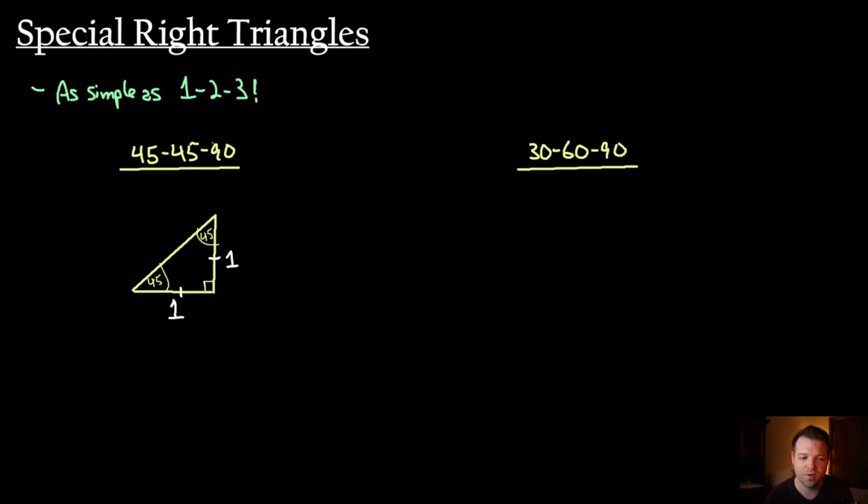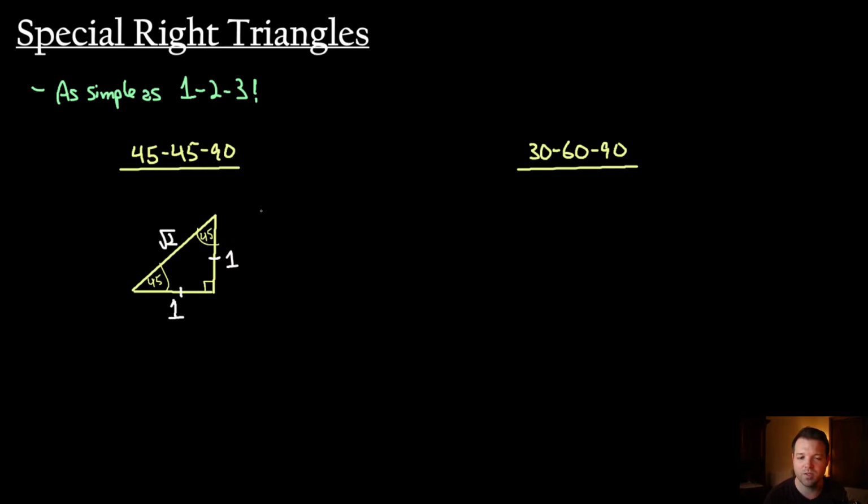And so where does the 1, 2, 3 come into play? Well, actually, the 45, 45, 90 is so simple, it doesn't even use the 3. It just uses the 1 and the 2 of the simple 1, 2, 3. You can think of it as the 45, 45, 90 is the simple one, so it gets the simpler rules. So in this case, the length of our hypotenuse is actually the square root of 2.